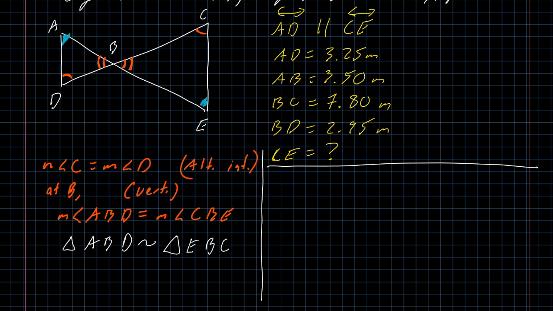I now want to set up my proportion so that I can solve the triangle. I can find that missing piece of information. So I will start with that missing piece of information. CE is going to be the numerator of the first fraction in my proportion.